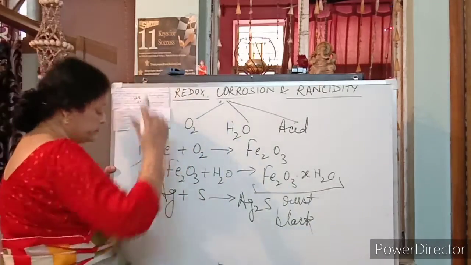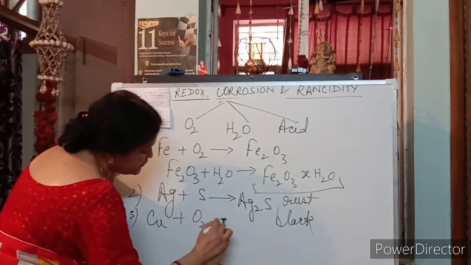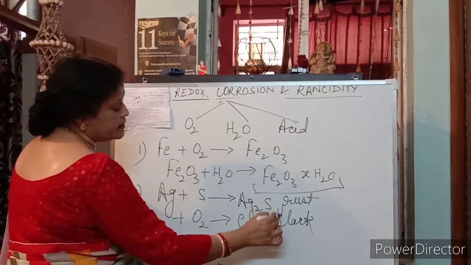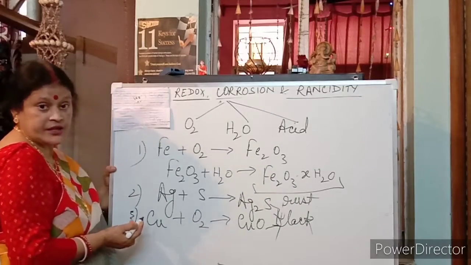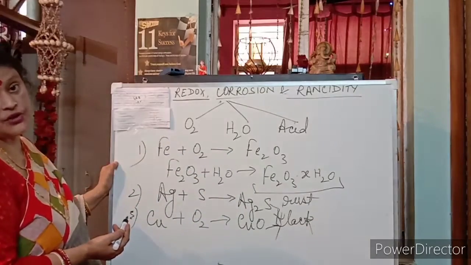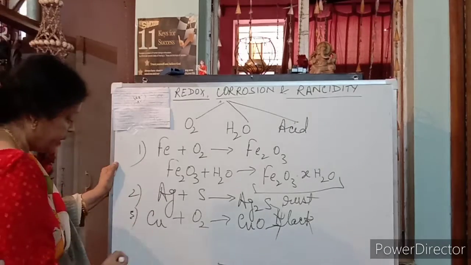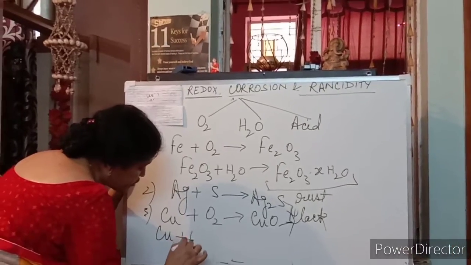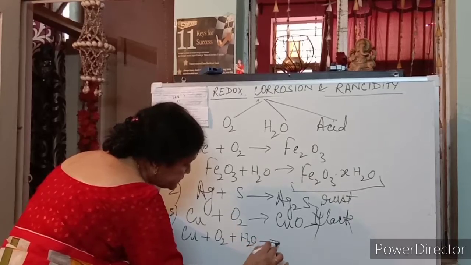Third is copper. Copper, when it reacts with oxygen of the air, forms copper oxide. Again it is black in color. Copper oxide. That is why copper articles also become blackish in color if kept for a few days in open air. Now suppose copper reacts with oxygen as well as moisture, then what happens?